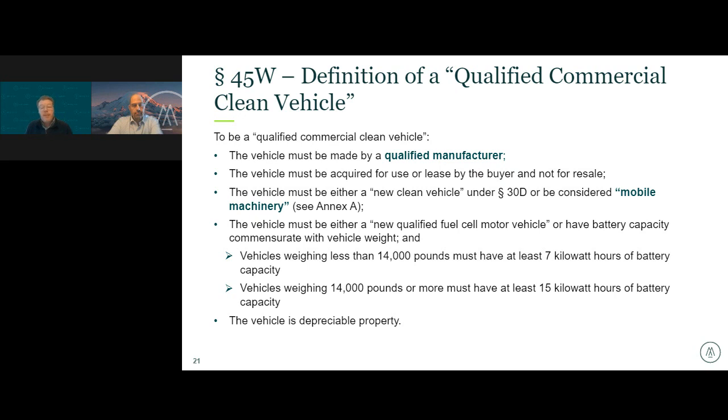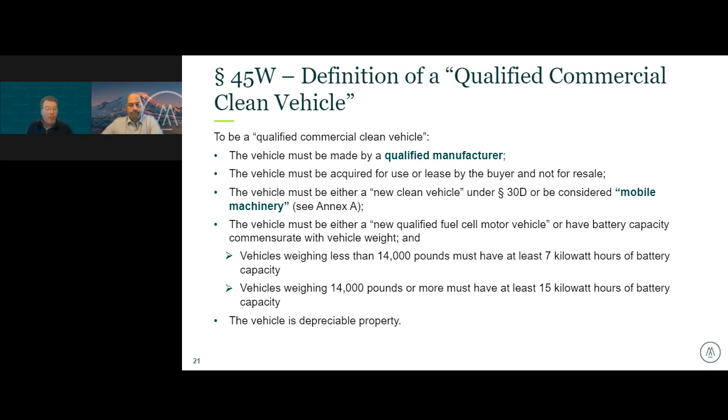So as you're thinking about the types of property you might be buying, maybe forklifts, things of that nature, you might want to consider whether or not they would fall as a piece of mobile machinery for sale by a qualified manufacturer.